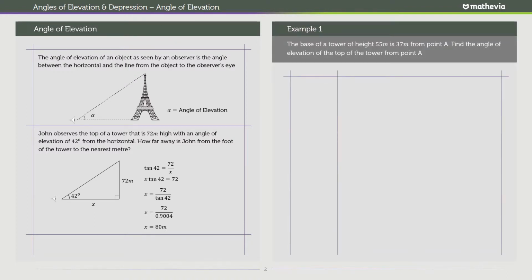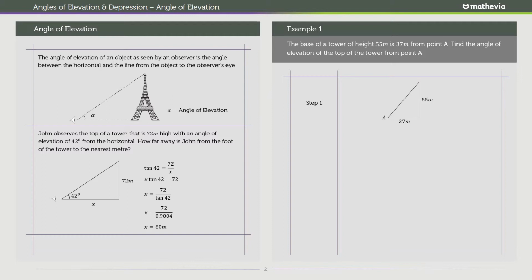Okay, we have example one, and we're told that the base of a tower of 55 meters is 37 meters from point A. Find the angle of elevation of the top of the tower from point A. So we have this tower, 55 meters, and this point A, and the distance between A and the foot of the tower is 37 meters. Very simple interpretation.